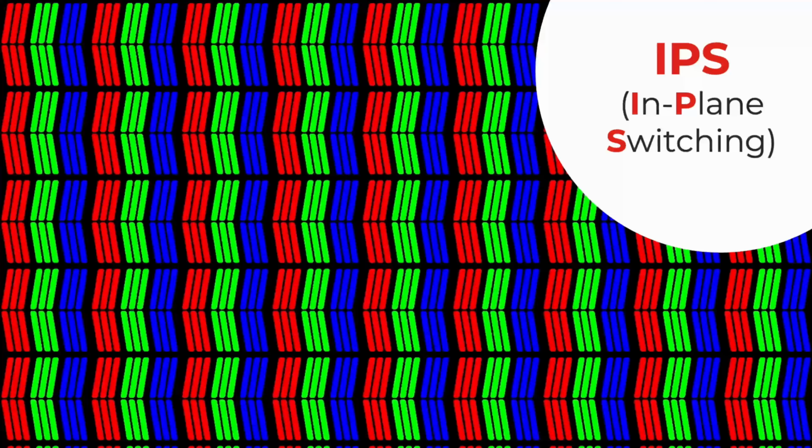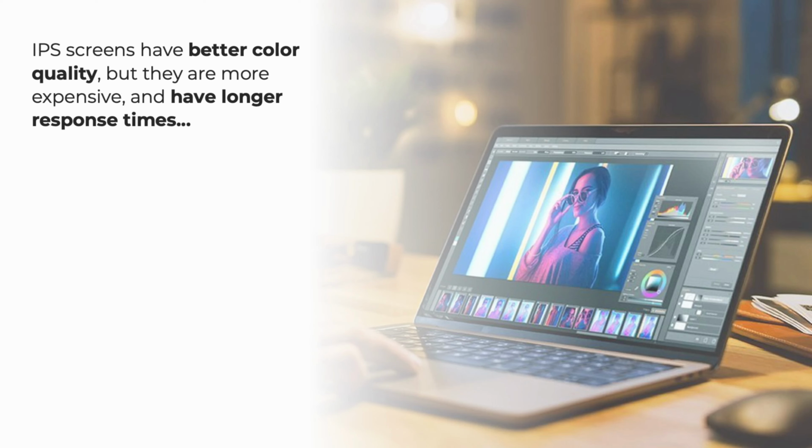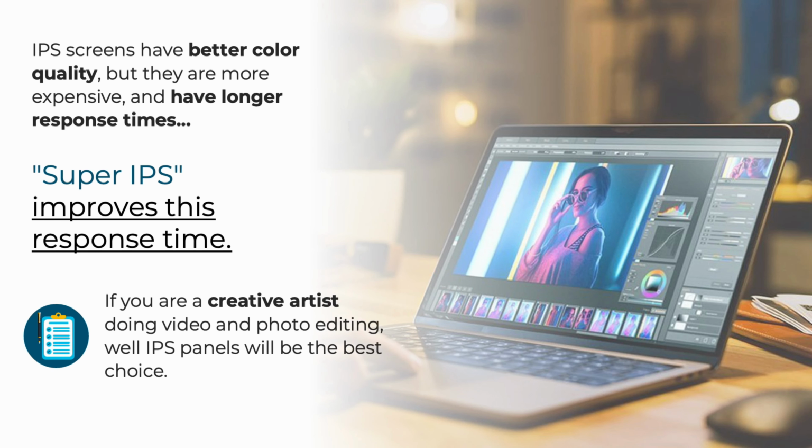IPS stands for in-plane switching. IPS panels completely solve the image quality problem of TN screens when you look at them from the side. IPS screens have better color quality, but they are more expensive and have longer response times. So, to overcome this problem, there is a new technology called S-IPS, for Super IPS, which improves this response time. If you are a creative artist doing video and photo editing, well, IPS panels will be the best choice because of the color accuracy and the quality of the images on the screen.